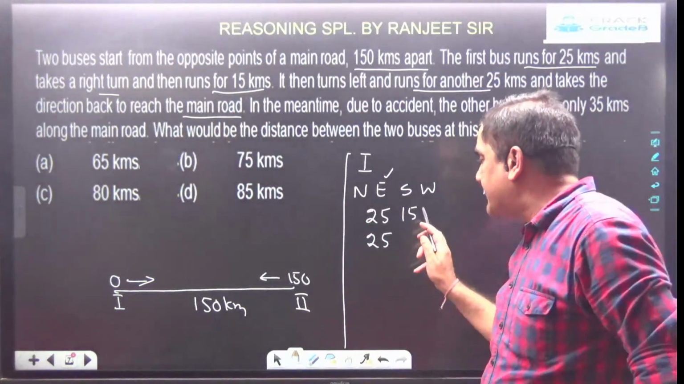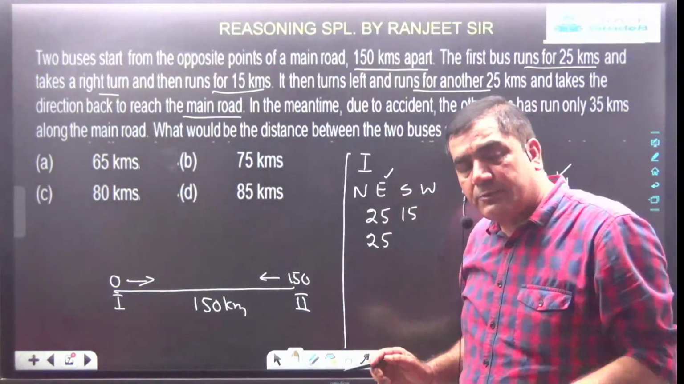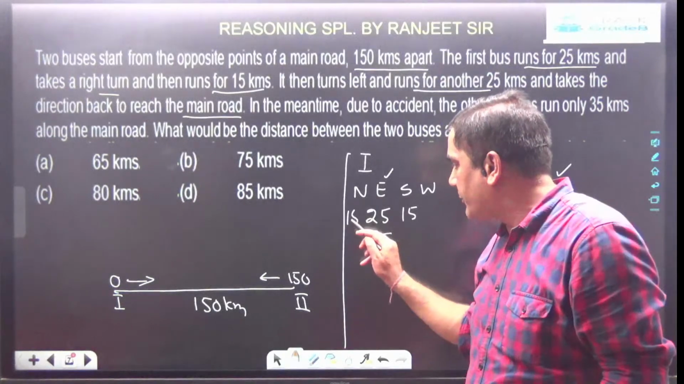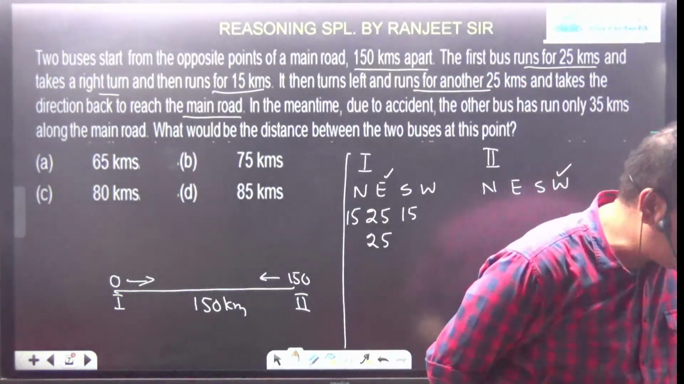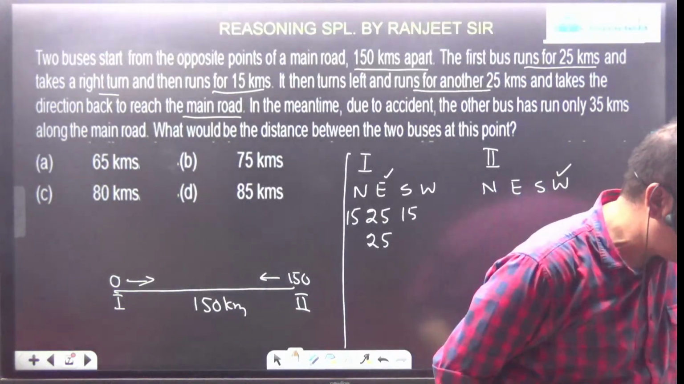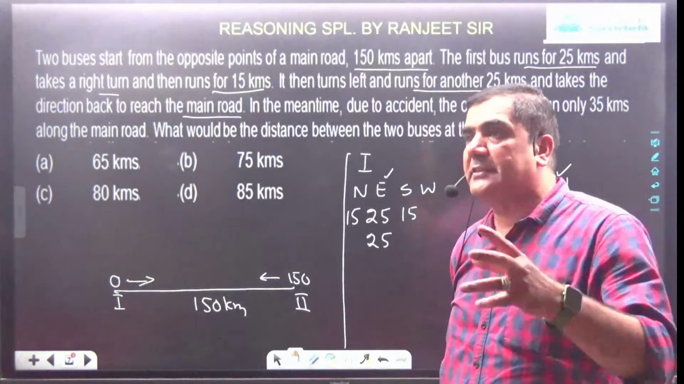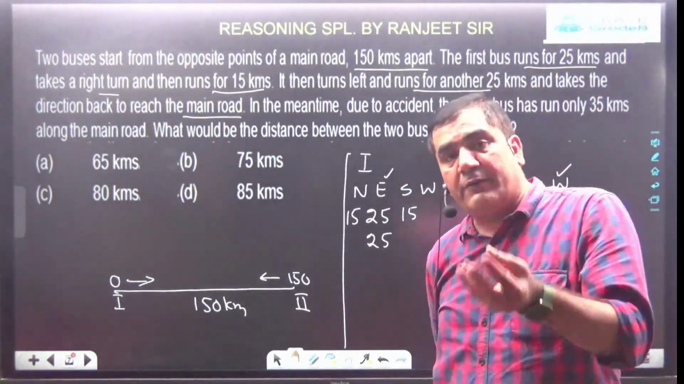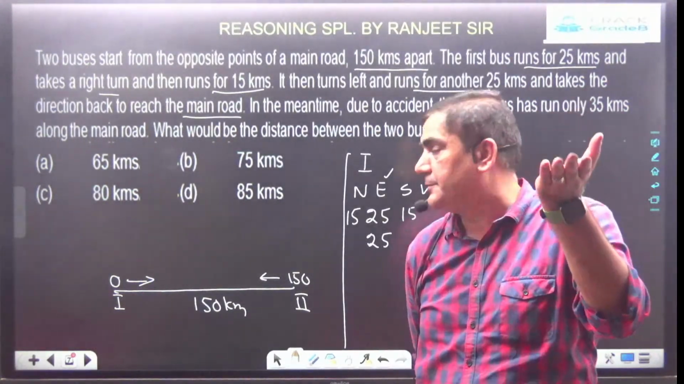So here, since the bus has come back to reach the main road, if the bus has gone down 15 kilometer towards south, the bus will cover the same distance in the north. So the bus will come up, and the north distance comes out to be 15. Understood? Reaching the main road means whatever distance the bus has covered up, the same distance the bus is going to cover below. Or whatever distance the bus has covered below, the same distance the bus will cover above.